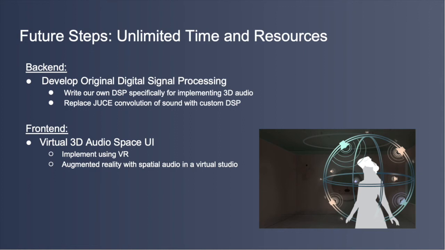So what we would do, given unlimited time and resources, is write our own digital signal processing library, which would basically take in the HRTFs from the beginning and create that 3D sound using a custom convolution catered directly to 3D audio. This would replace the JUCE convolution and make our backend just a lot more clear and just better on the 3D audio side of things.